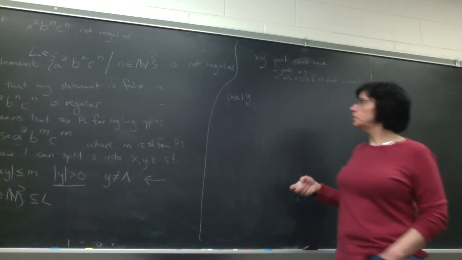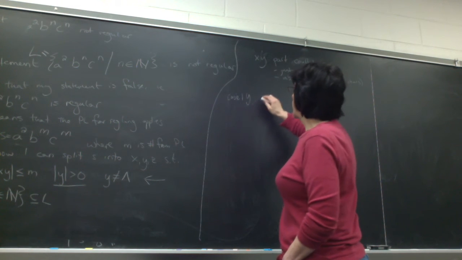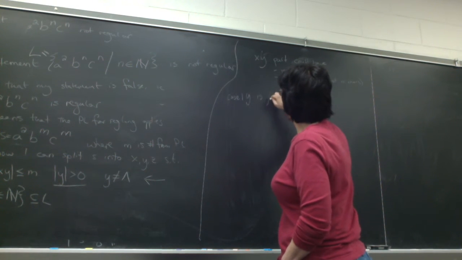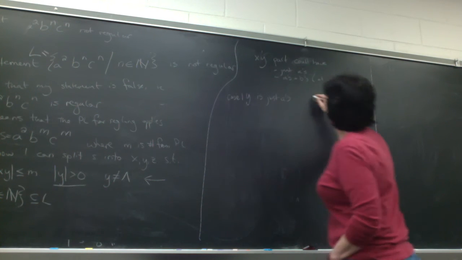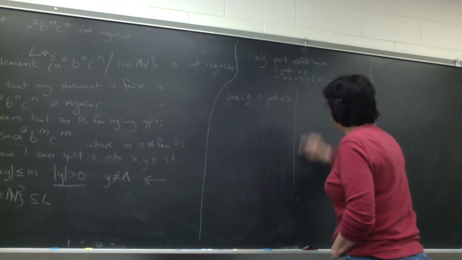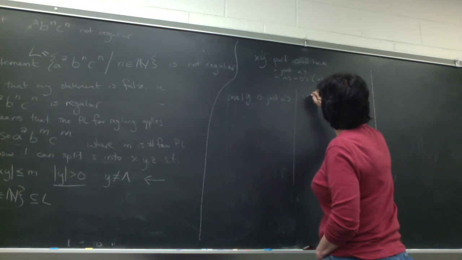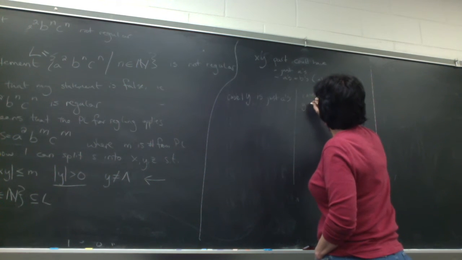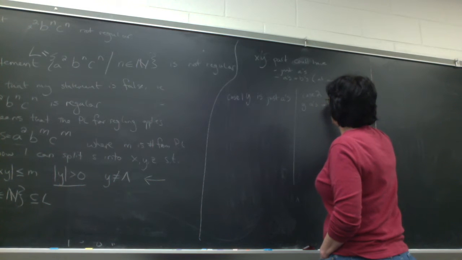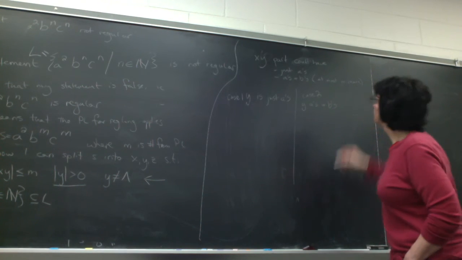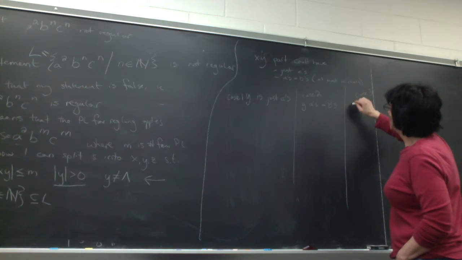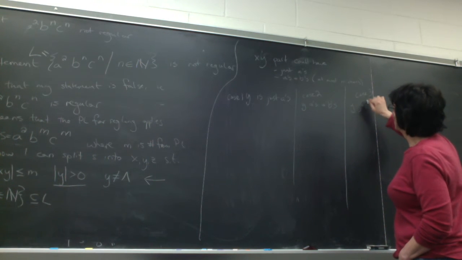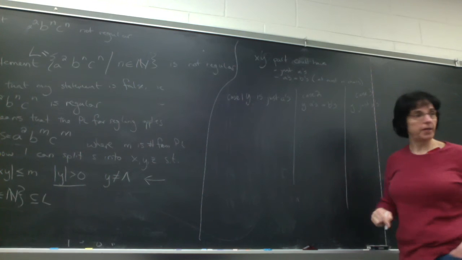So what we need to do is say there's three cases for y. Case 1, y is just a's. I'm going to draw a line here. Case 2, y is a's and b's. And case 3 is y is just b's. Okay.